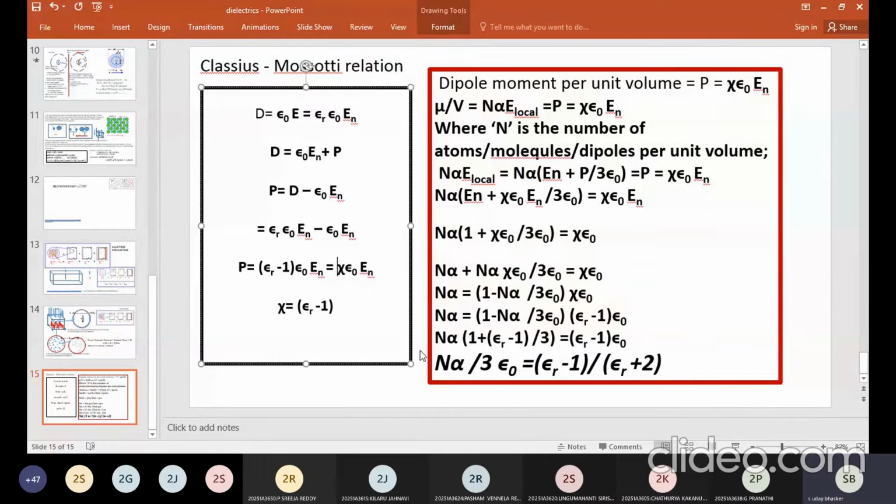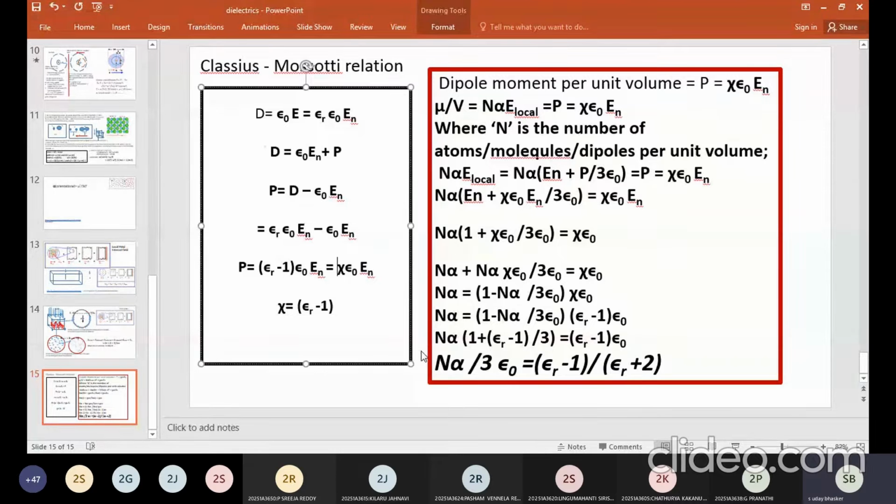How to determine epsilon r? You take two parallel plates and find out the capacitance. Then between the parallel plates, substitute a dielectric material and find out the capacitance again. The ratio of these two capacitances gives you the dielectric constant. That dielectric constant is nothing but your epsilon r. So epsilon r can be easily determined.